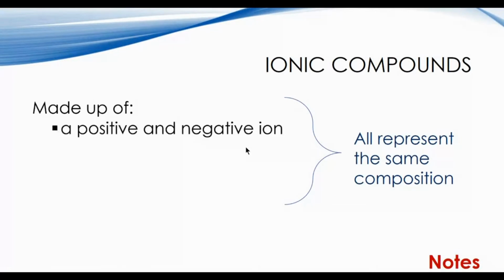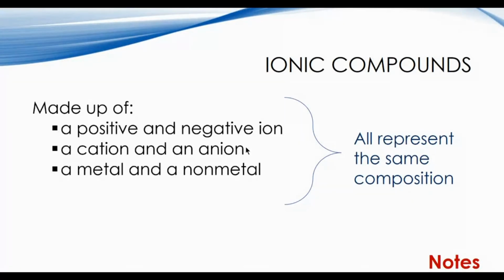Now, ionic compounds are made up of really just two things, and we can talk about them in different ways, but I do want you to have the three different ways that you will see them referred to in the future. It could either be a positive and a negative ion, which we know are called cation and anion respectively, or, more generally, a metal and a non-metal. But regardless of how things are defined, we're still talking about the same composition. We're talking about opposite charges, basically.